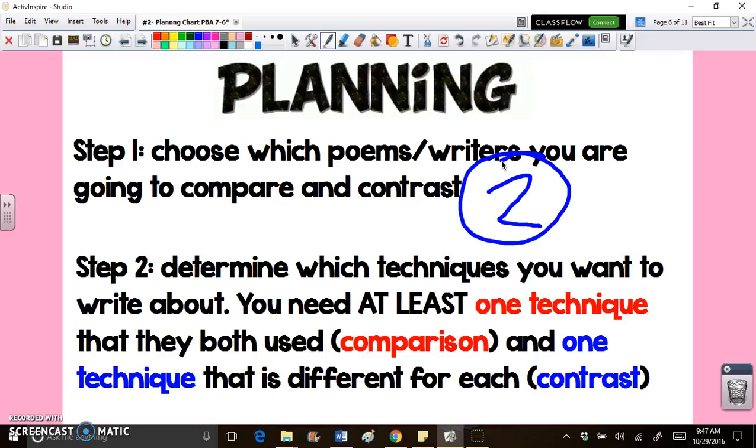Achieving the minimum, of course, is just so you're meeting the standards, but if you want to exceed those standards, then you're going to want to look for maybe multiple techniques for comparison and multiple techniques for contrast.